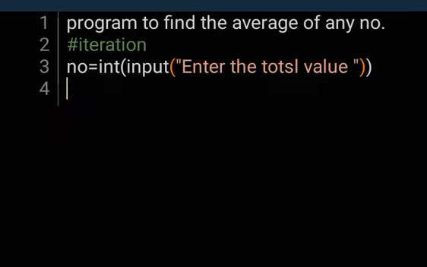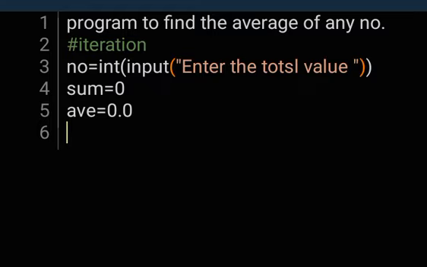Then I'm going to find the sum. Let me initialize the sum to be 0. I initialize the average also to be 0. So I've done the initialization, that is both the initialization and the declaration of the variables to be used. The next thing is to set up the loop.